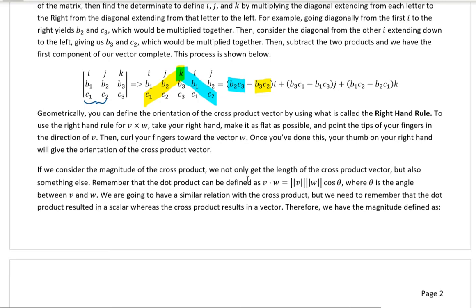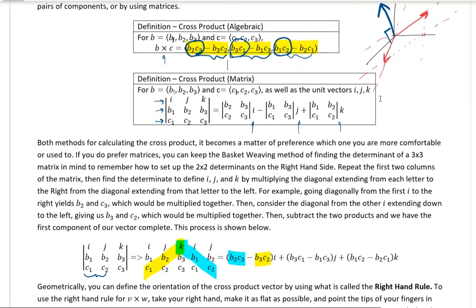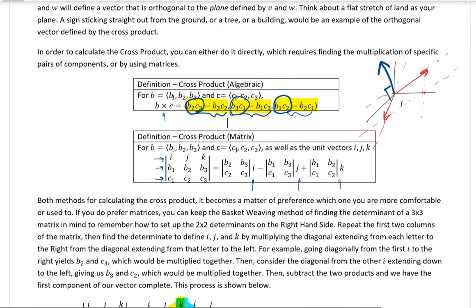Geometrically, you can define the orientation of the cross product vector by using what is called the right-hand rule. So what I was drawing earlier in terms of the three-dimensional construct of this with the vector coming out, in order to know, okay, is this vector going up that way, or is it going down this way, making a right angle with the plane like so. What you need to consider is, okay, what is the right-hand rule?